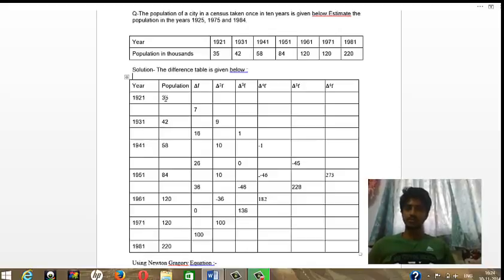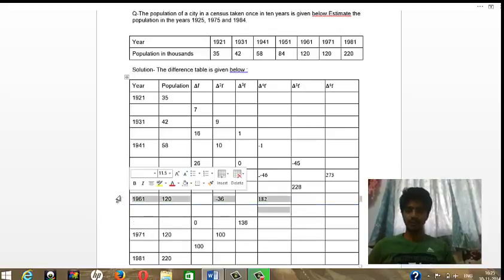So in 1921, the years are mentioned here, the population is mentioned here, and our differentiable functions are also mentioned here. The value is calculated from the difference between the next value and the first value, that is 42 minus 35 is 7, 58 minus 42 is 16, 84 minus 58 is 26, and so on. Similarly, 16 minus 7 is 9, 26 minus 16 is 10, and 36 minus 26 is 10. So it will go on till it converges at the final step.